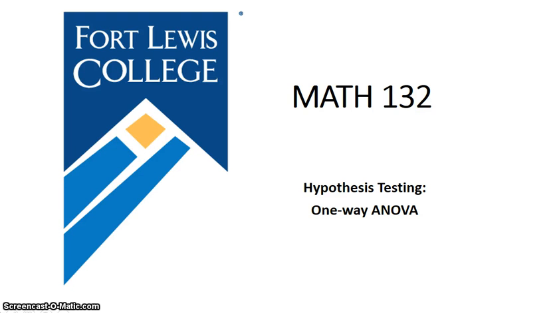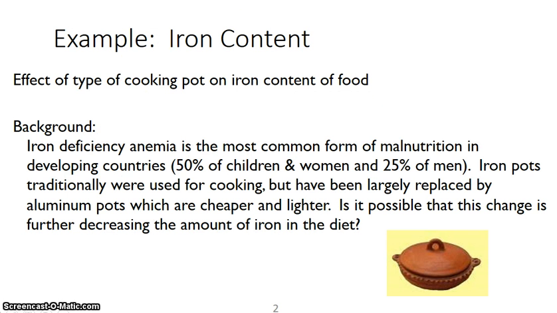In this video, we are going to learn how to deduce when to use the one-way ANOVA test. In the example provided, we are looking at the effect that the type of cooking pot will have on the mean iron content of food. The background information about the type of pot used and the iron content in food stems from a concern about iron deficiency in developing countries, and relating this to the type of pots that are currently being used.